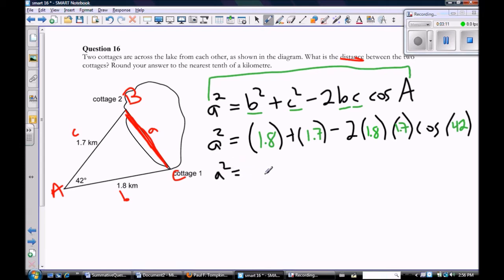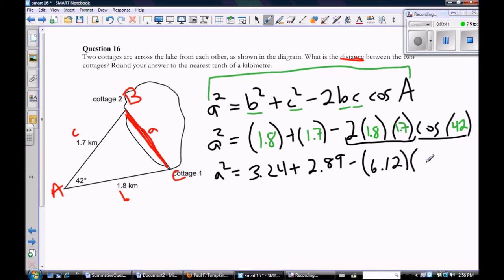So 1.8 squared is 3.24. 1.7 squared is 2.89. Now I like to multiply these three things together at this stage. So that gives me 6.12. And then do cosine 42 in my calculator and get 0.7431.